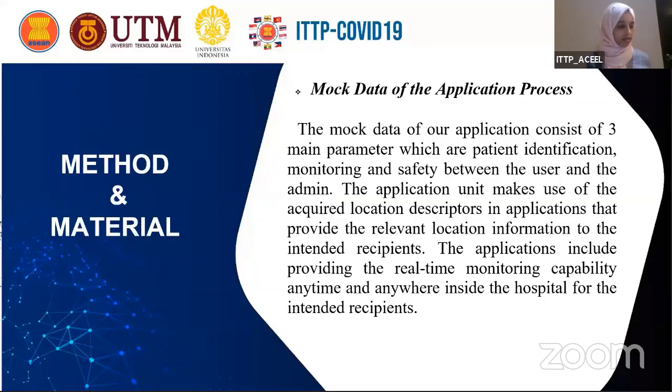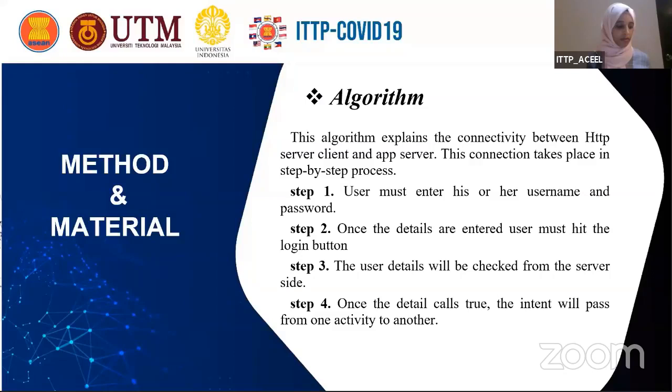After that, the algorithm that we have used. This algorithm explains the connectivity between the HTTP server client and the app server. This connection takes place in a step-by-step process. So we have 4 steps. First step, the user must enter his or her username and password. Step 2, once the details are entered, the user must hit the login button. Step 3, the user details will be checked from the server side. Step 4, once the details pass through, the intent will pass from one activity to another.